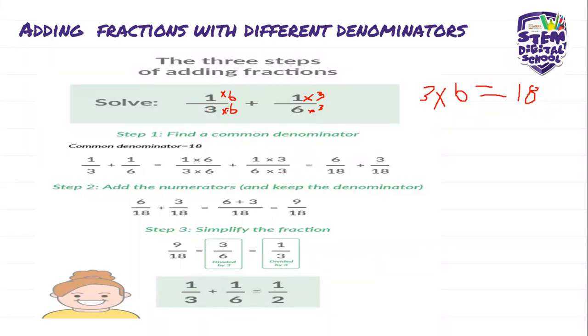So you multiply the two denominators together. After multiplying that, you know that your common denominator is what? 18. And then you just take this one, use it to multiply the bottom and the top. Take this one, use it to multiply the bottom and the top, and then you get your answers. You add, and then you got 9 over 18.